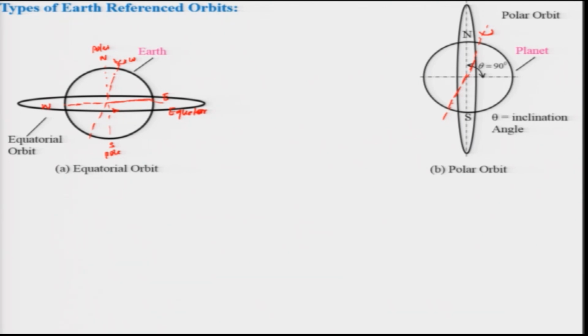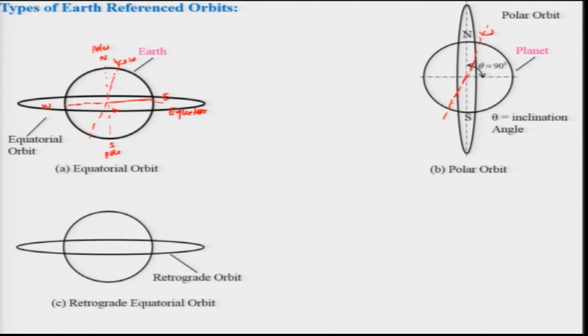If the inclination angle becomes 180 degrees, it is again an equatorial orbit, but we call it a retrograde equatorial orbit because the satellite will be moving in the opposite direction to the rotation of the Earth. The advantage of this is that it can scan very quickly because it is moving in the opposite direction.